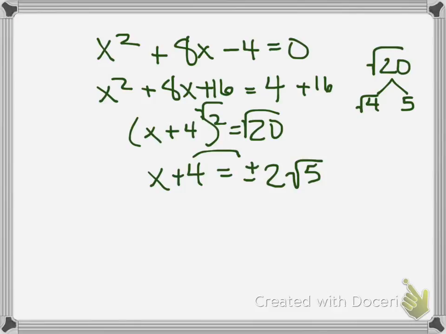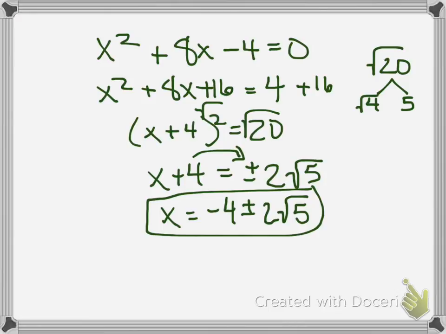And then since this is in radical form, when I move the 4 over to the other side and make it negative 4, like subtracting 4, there's nothing I can do with that. So I have to leave it as that, negative 4 plus or minus 2 square root of 5. I would prefer that over the decimal answer. You need to get used to the idea of simplifying the radical.